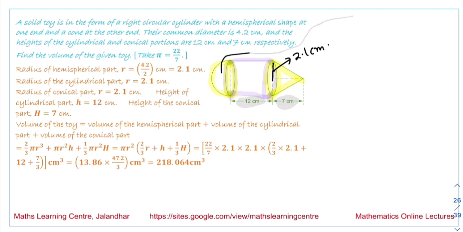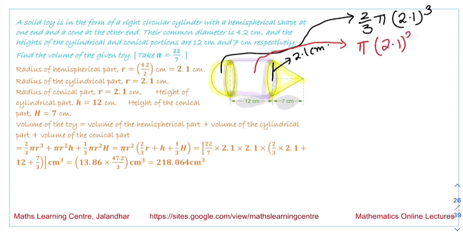So the volume of this hemisphere will be 2 by 3 pi r cube. The radius we have is 2.1, so it is 2.1 cube. The volume of this cylindrical part will be pi r square. The radius we have is 2.1 squared, and height for this portion is 12, and the volume for this conical part is 1 by 3 pi r square.